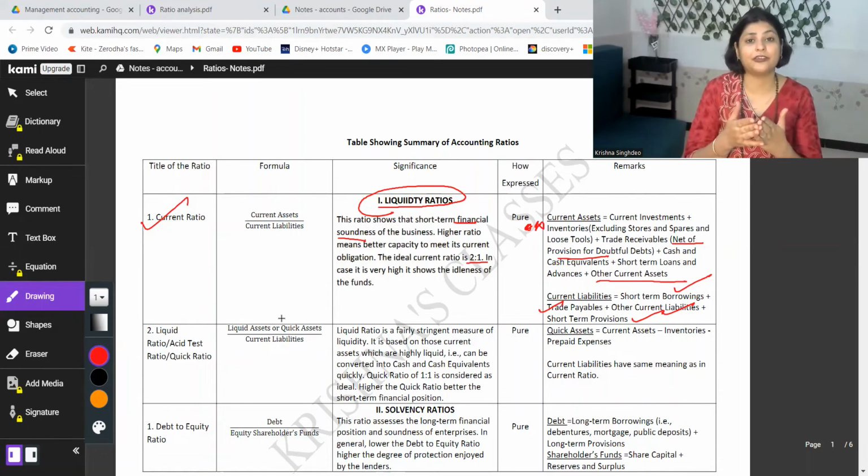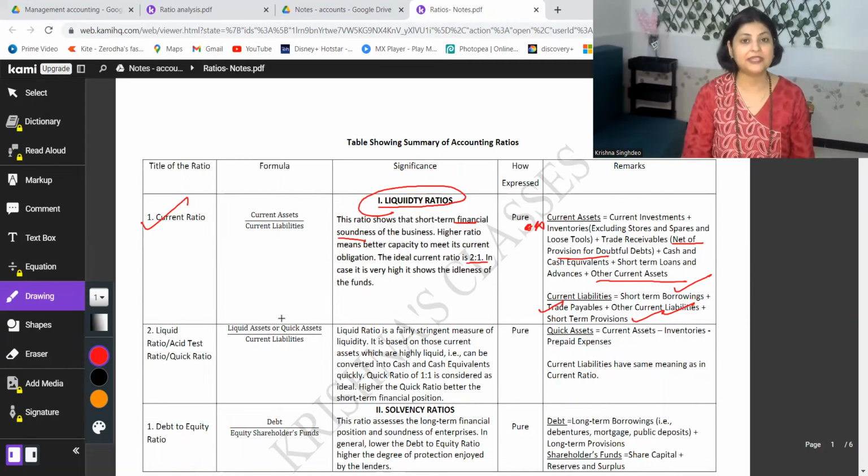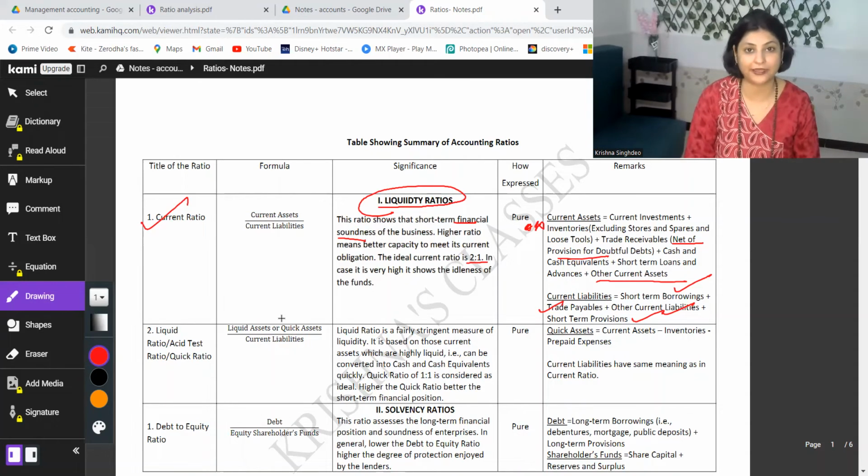What is the meaning of quick ratio or acid test ratio? Acid test ratio means if you use two chemicals and you want to see the reaction, you won't have to wait for the reaction to be seen. Immediately, as soon as you mix two chemicals and put them together, you will find the result instantly. Similarly, if you want to know instantly how much cash is available, you should not include inventory, because inventory is going to take some time to be converted into cash.